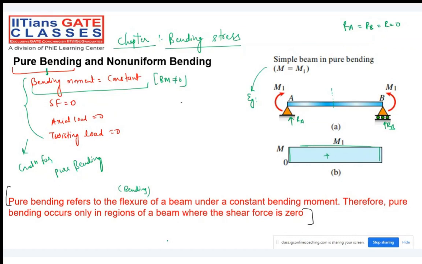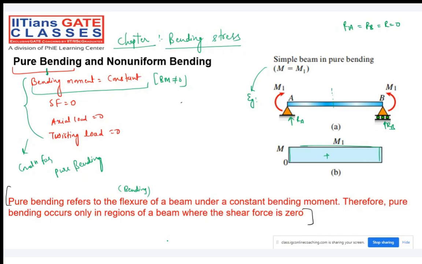Is it done? All of you have noted down? Let me give the example of non-uniform bending also. Done? All of you have noted down?